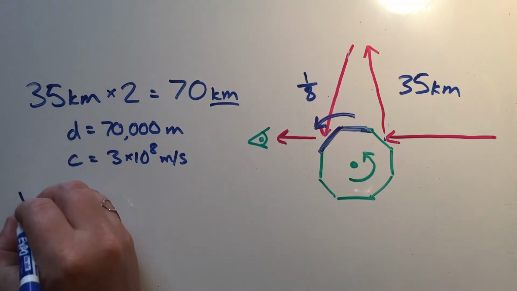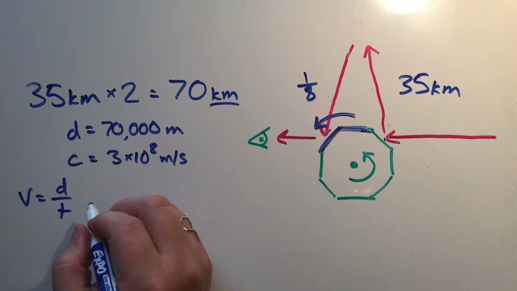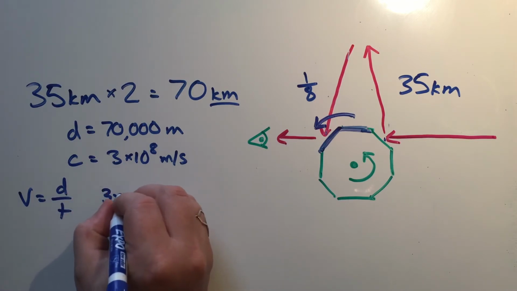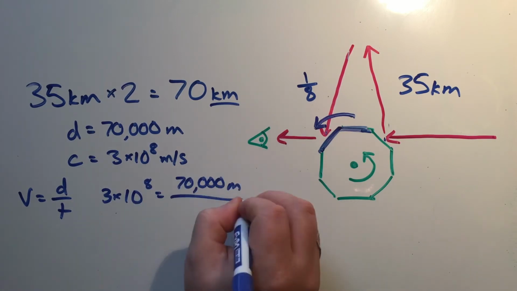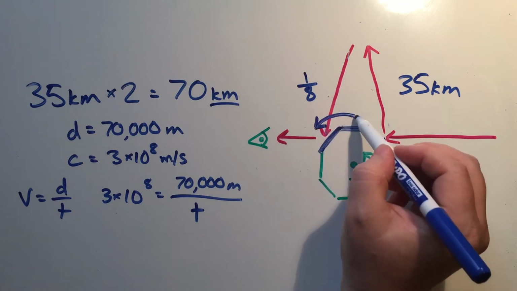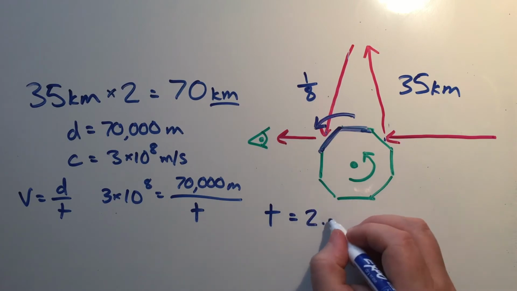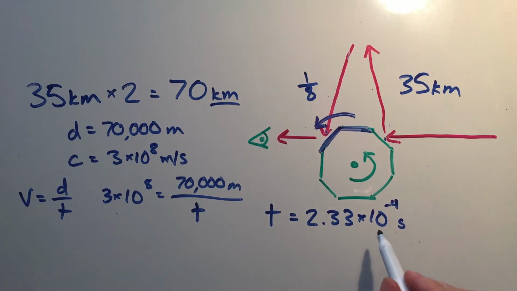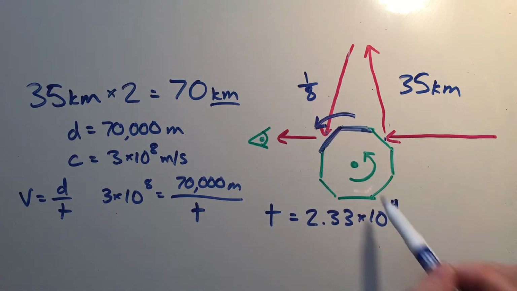So in our simple equation of velocity equals distance over time, we don't need to rearrange it right now. We can just plug in our stuff and say 3 times 10 to the 8th meters per second is going to be equal to 70,000 meters divided by some kind of time. And that time is going to be the time it takes for this 1/8 of a rotation. So if I solve for t here, I should get 2.33 times 10 to the -4th seconds, a very, very short amount of time, telling us that in 1/8 of a rotation, it takes that amount of time to do that.